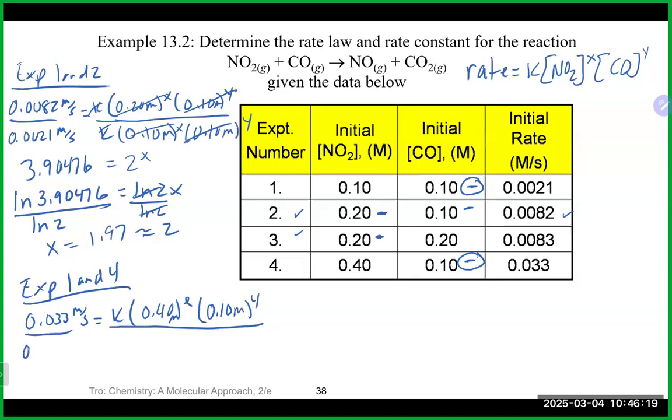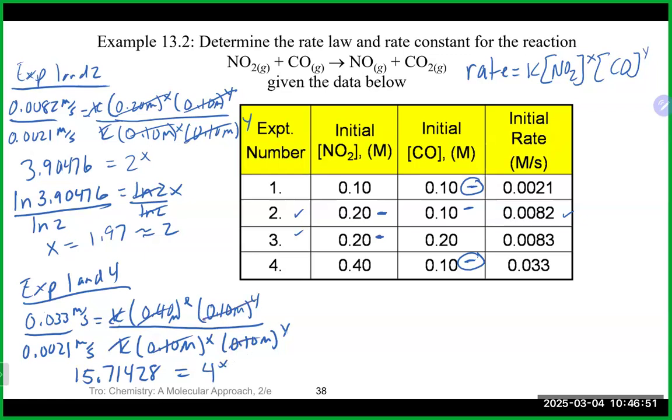And we would have our 0.0021 molar per second, our K, 0.1 molar to the X, and 0.1 molar there to the Y. In this case, we would end up with 0.033 divided by 0.0021. You're going to end up with 15.7142 is equal to, these guys will cancel. This is actually going to give you a 4 to the X, and those guys would cancel.